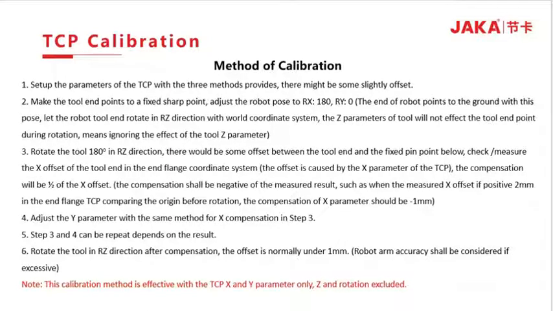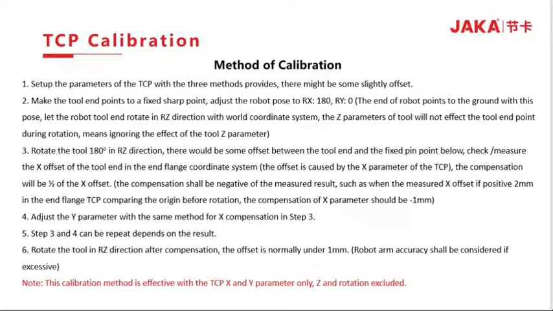The compensation shall be the negative of the measured result. For example, when the measured X offset is positive 2 mm in the end flange TCP compared with the origin before rotation, the compensation of the X parameter should be 1 mm. Fourth, adjust the Y parameter with the same method as the X compensation in step 3. Fifth, steps 3 and 4 can be repeated, depending on the results.